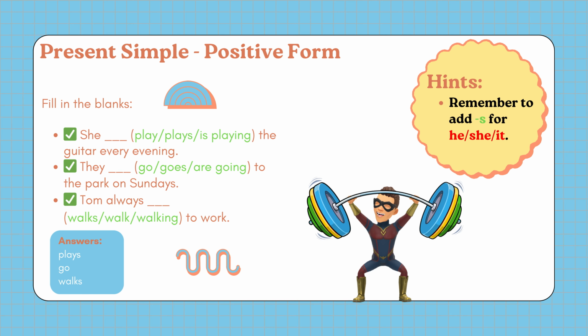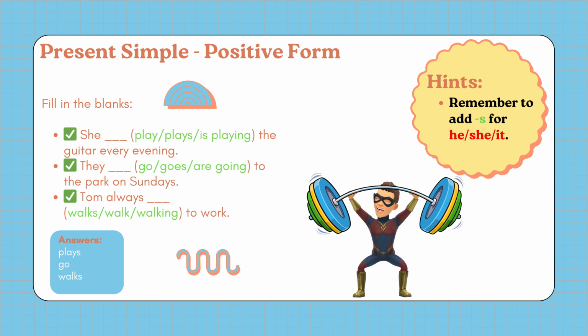Time for some present simple practice. Look at the blanks on screen and choose the correct form. She blank the guitar every evening. That's plays. Add s for she. They blank to the park on Sundays. We say go. No change needed for they. Tom always blank to work. That's walks. Remember, we add s for he, she, it. Using the right form helps your English sound smooth and clear.